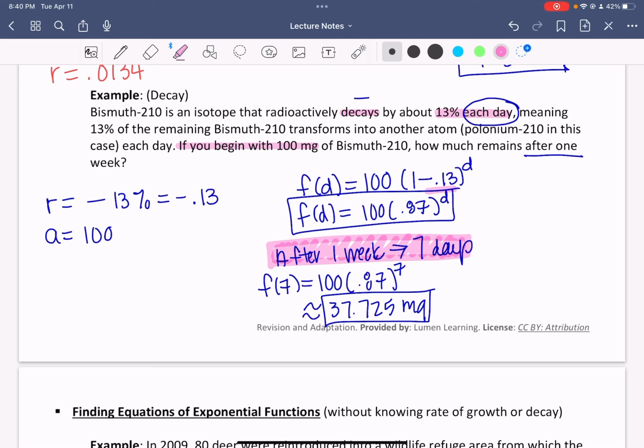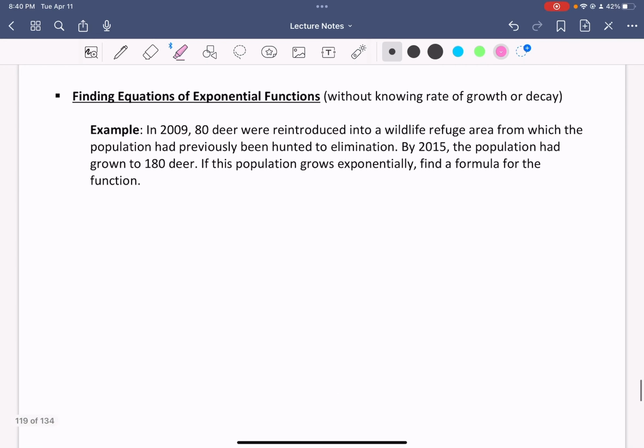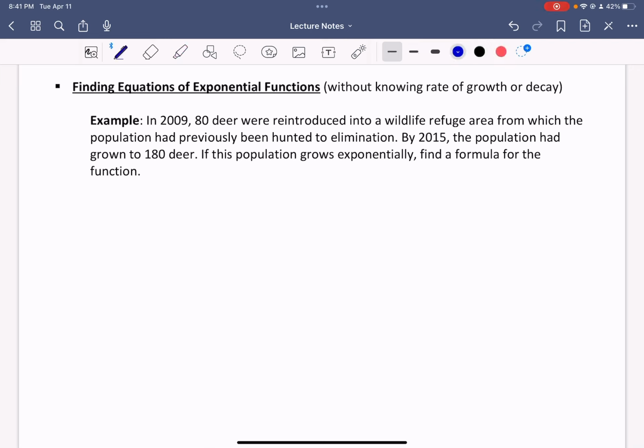So with these, you can see when we're looking at these different formulas, some of them they're just plugging into there. What we have not used is that f of x equals ab to the x. So let's look at that. This is finding equations of exponential functions without knowing the rate of growth or decay. So that's when you know you want to go into this formula.